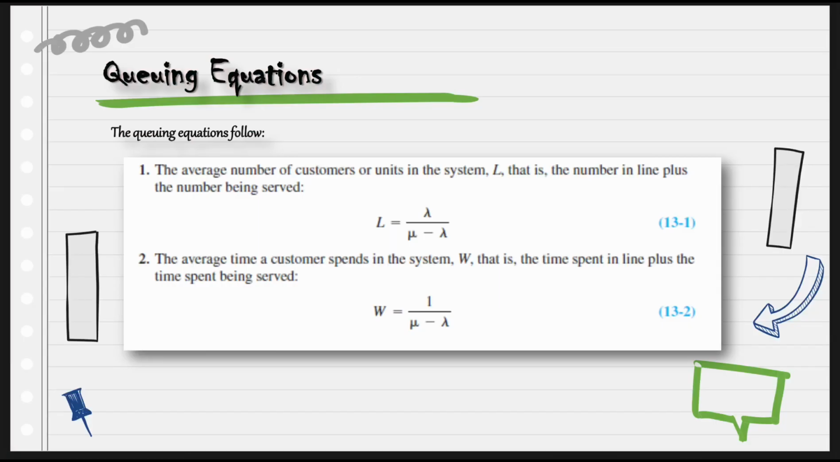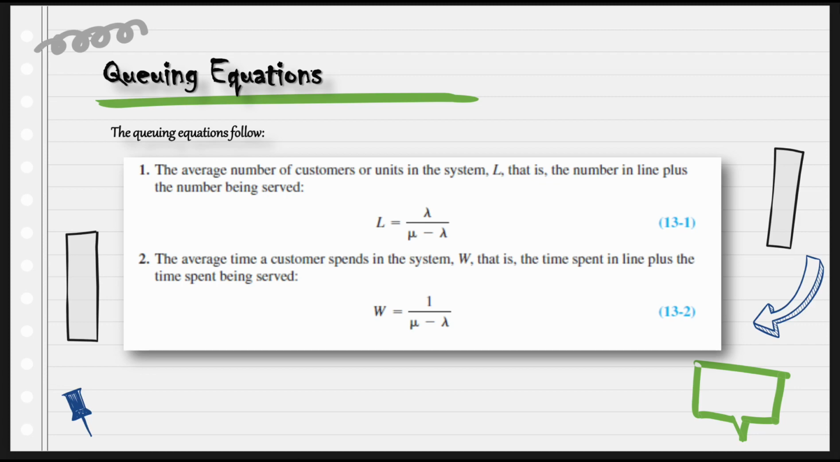As you can see in the slide, these are the queuing equations that will be used in solving queuing models. For number 1, we have the average number of customers or units in the system, L, that is the number in line plus the number being served. So, the formula would be like this: L is equal to arrival rate divided by service rate minus arrival rate.